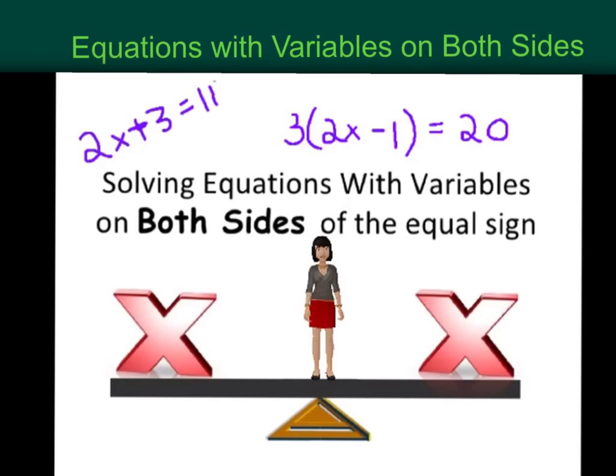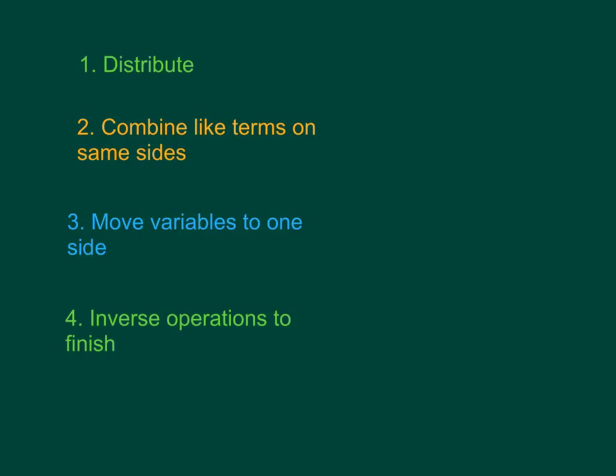So far, we have been solving different kinds of equations. If you look at the top, we have a two-step equation and a multi-step equation. But now, what do we do when we have the variable on both sides? Well, here are the steps to follow.